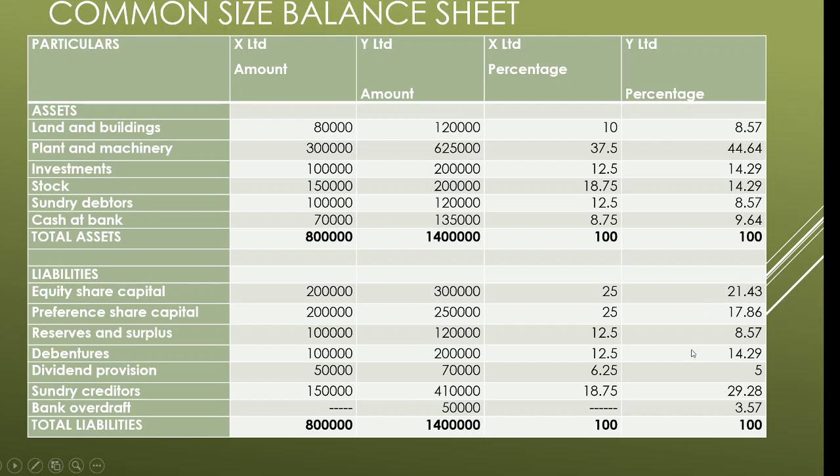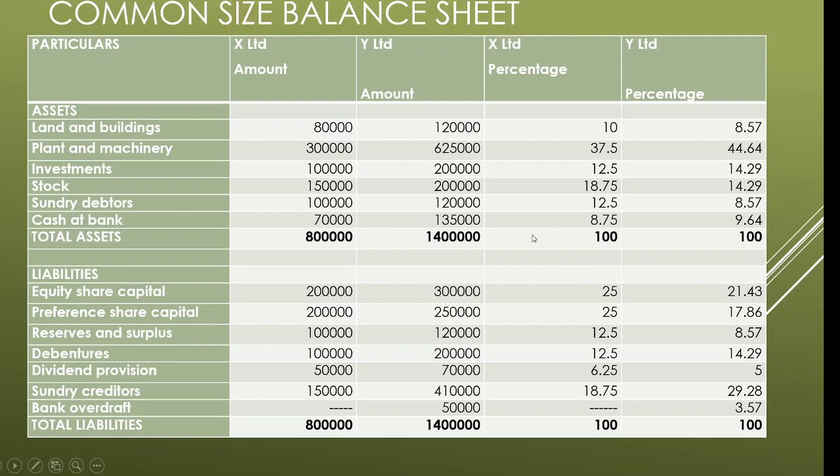In firm X, the sundry creditors are 18.75% of the total liabilities, and bank overdraft is not there. And in case of Y Limited, the lowest percentage is the bank overdraft.